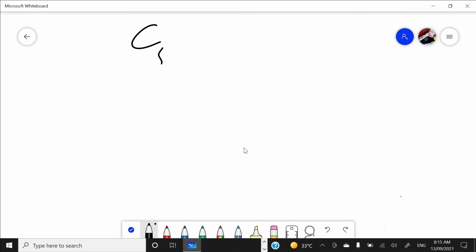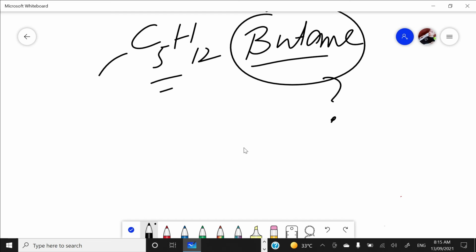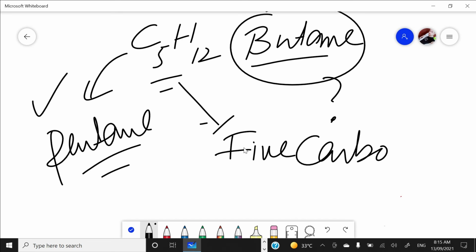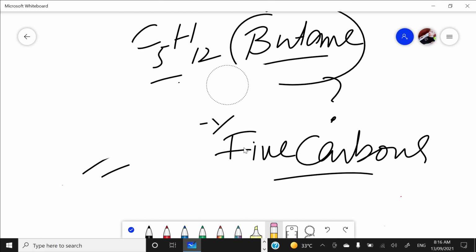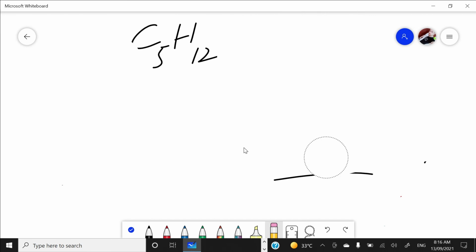Let me take C5H12. What's the name of this? Butane. No, sir, pentane. Very good. This is pentane. This is the correct name. Why is it pentane? Because 5 carbons are there. So let us take this example now of pentane and let us make two products out of it.